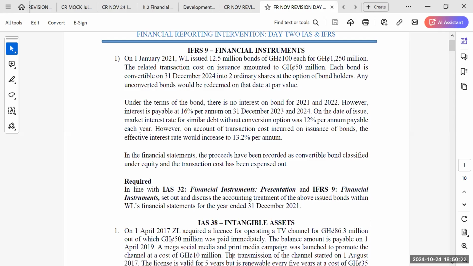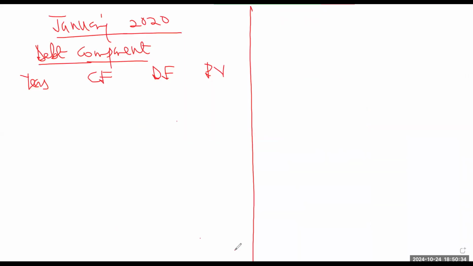When will the entity start paying the interest? December 2023. That will be how many years from now? 3 years. Okay. So the interest will be paid from December 2023 and December 2024. And in December 2024, we are going to be paying the money back to them. Okay. So let's come here.